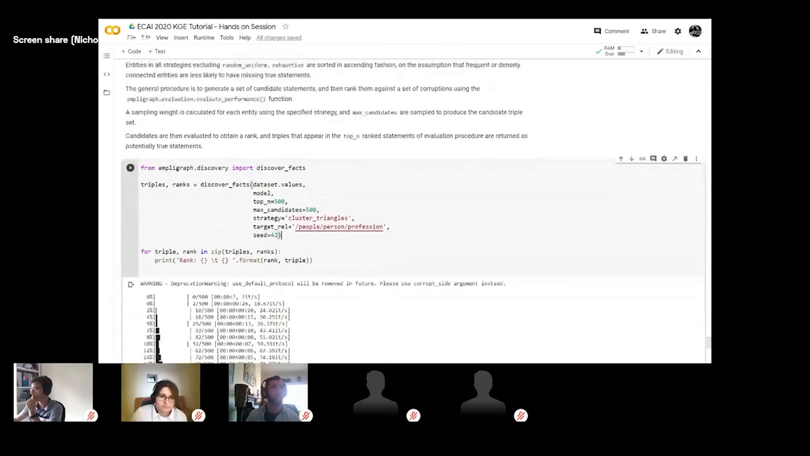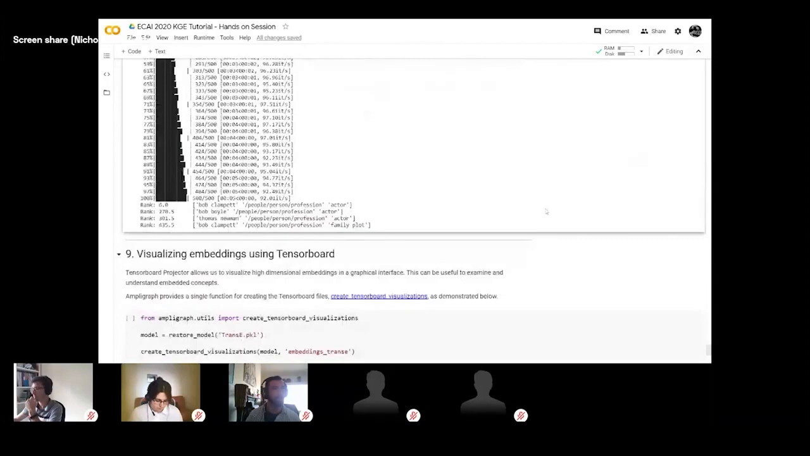So we've run the model, and again, slightly different results than the ones in the preset, but generally the same ones. Here we have Bob Clampett predicted as an actor, Bob Boyle is an actor, Thomas Newman is an actor. I did actually check who these people were. They're not necessarily actors, but they do work in the movie industry, as directors and animators. But again, depending on the graph, you'll get better or different results, or depending on how long and how many candidate statements you want to generate.